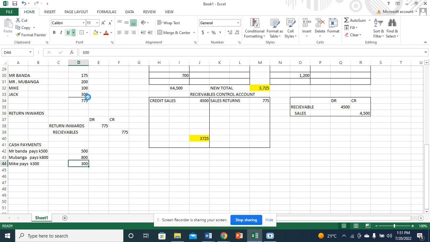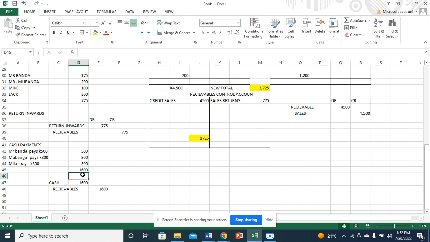So this guy pays 500, this other one pays 800, someone pays 300. You total up: 1,600. The general entry at the end of the month will be cash 1,600, because cash is an asset. Then our receivables, we credit 1,600.